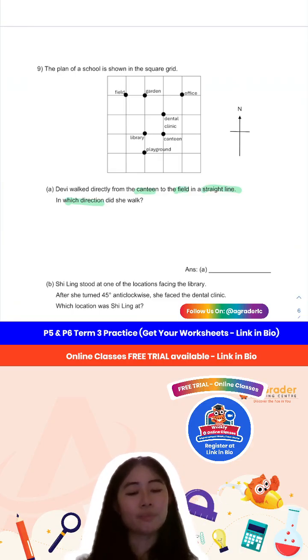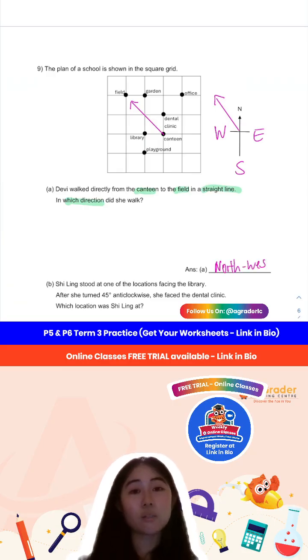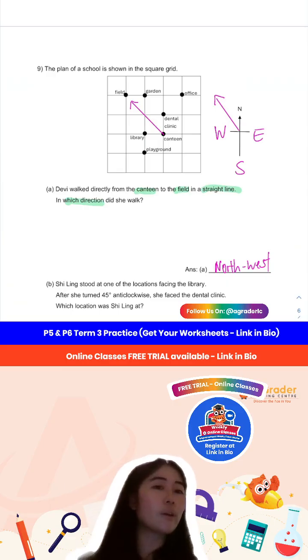That's all right. Okay, so I'm gonna fill in the compass first. North, south, east, west, and then from the canteen to the field. Canteen to the field is in this direction. Okay, so based on this arrow, you can duplicate it in the compass. You can see that is northwest. Okay, so that's your answer, northwest. Yeah, all of you got correct, right? Northwest.